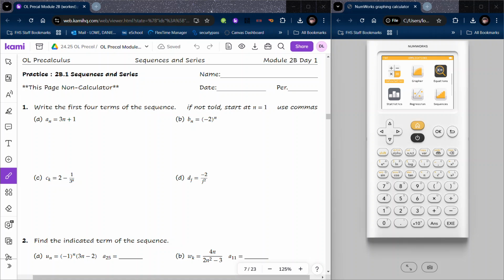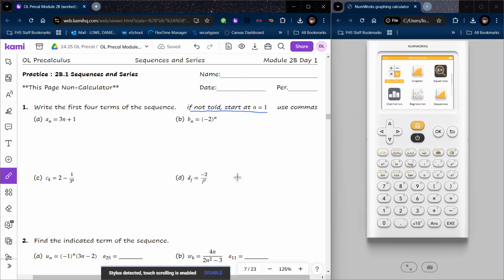Okay, so in this video we're looking at the practice problems for working with sequences and series without a calculator. All right, so if we want to write the first four terms of the sequence, remember if you are not told, start with n equals 1, and remember for a sequence you're going to use commas.